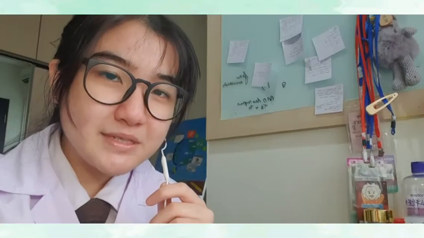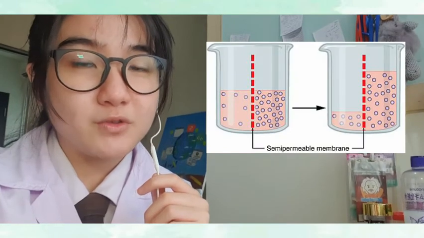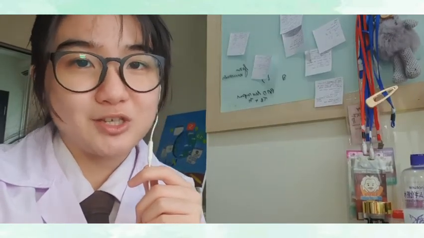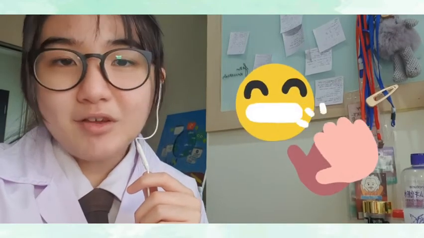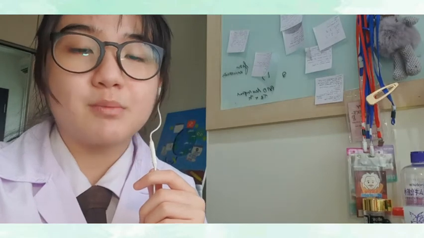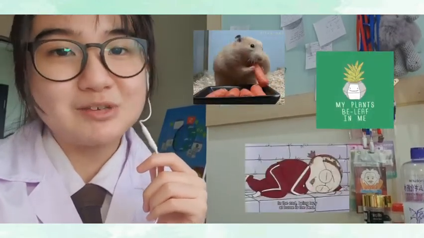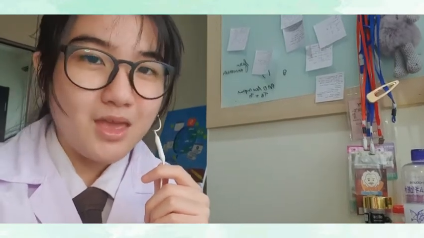So what is osmosis? Osmosis is the movement of a solvent, such as water, through a semi-permeable membrane into a solution of higher solute concentration that tends to equalize between both sides of the membrane. Osmosis is one of the most important processes in organisms such as animals, plants, and even us humans. For today's experiment, we're going to focus on plants.